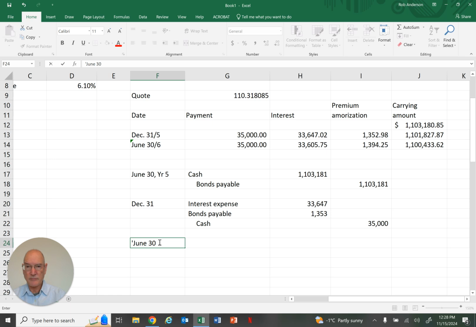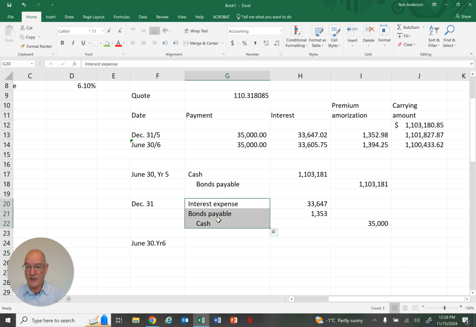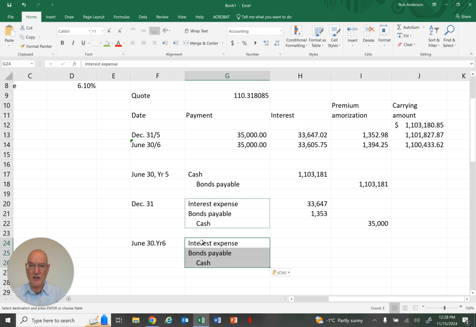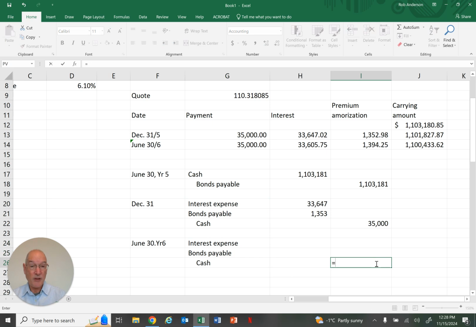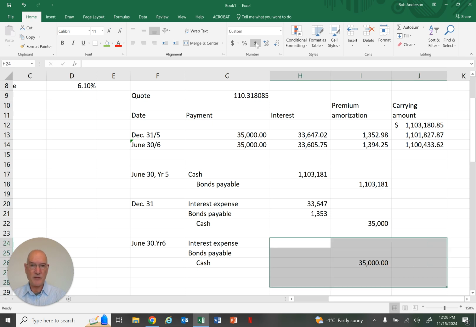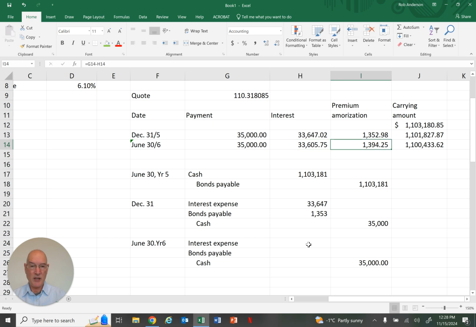Here's June 30, and this is now year 6. It's the same account titles every time. And it's the same $35,000 payment of cash every time. So where do the other numbers come from? Well, they come from your amortization table here and here. So our interest expense this time is here, and the decrease to the carrying value of the bond is here, and there's our second journal entry for interest.